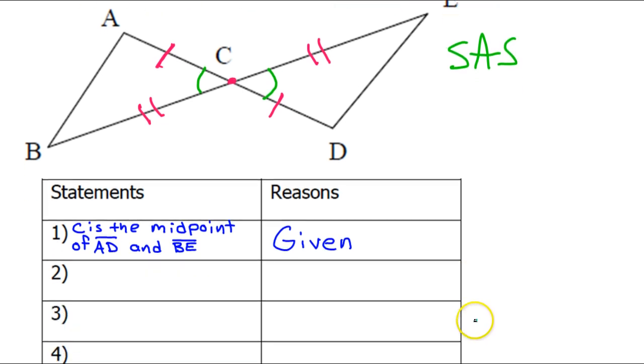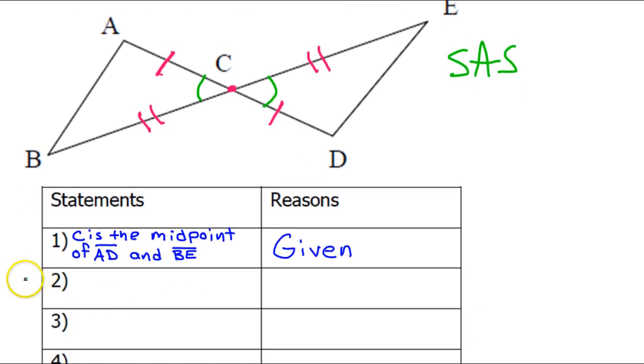Alright, once I have that, since I know my goal is to prove the triangles are congruent by side, angle, side, I will use these three things to guide my proof. So I'm going to need a pair of sides, a pair of angles, and a pair of sides. I'm just matching the colors up with my picture.